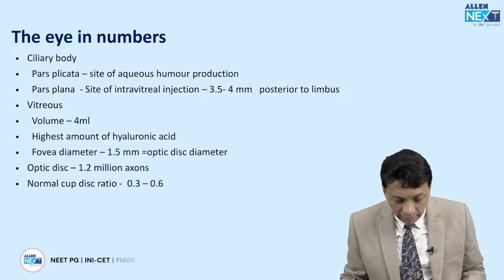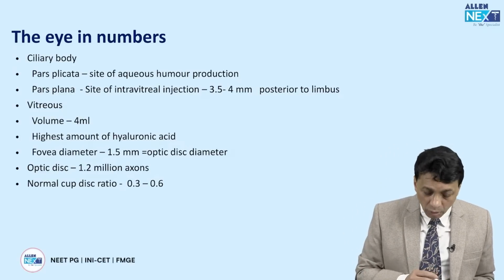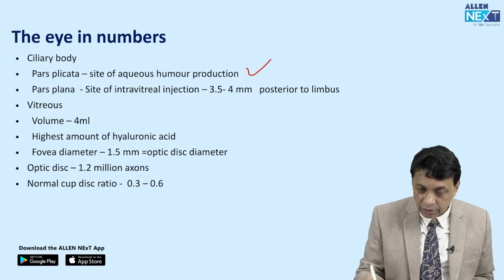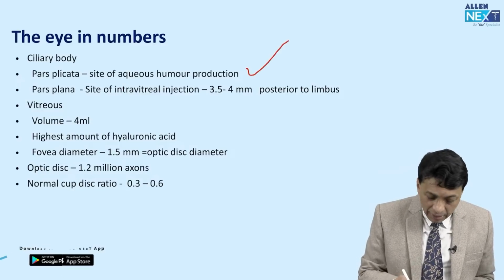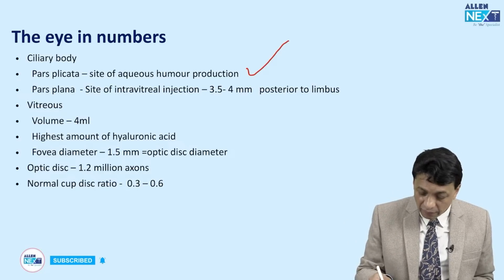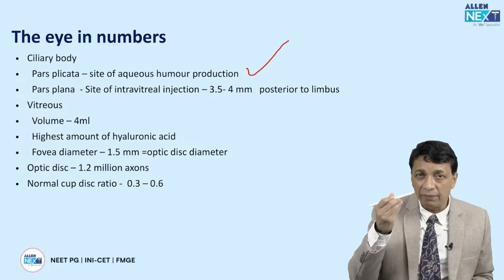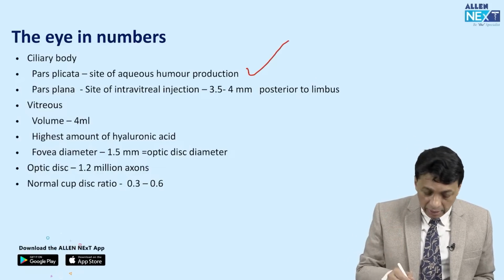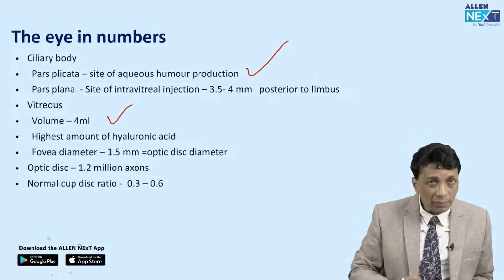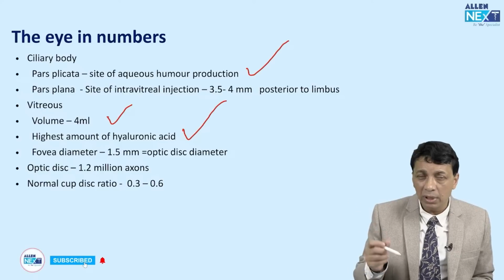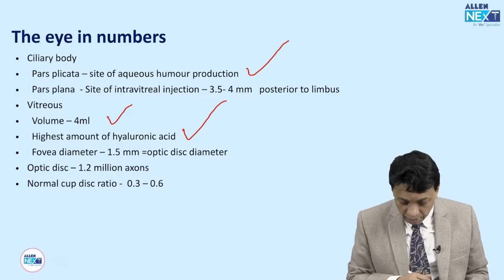The next thing is ciliary body. So what about the ciliary body? We know two things. Pars plicata is the site of production of the aqueous humor. Pars plana is the site of intravitreal injection, which is approximately located 3.5 to 4 millimeters in a phakic eye posterior to the limbus. All these things you have to memorize. Vitreous volume is approximately 4 ml, and the highest amount of hyaluronic acid is present in the vitreous humor because to act as a shock absorber.